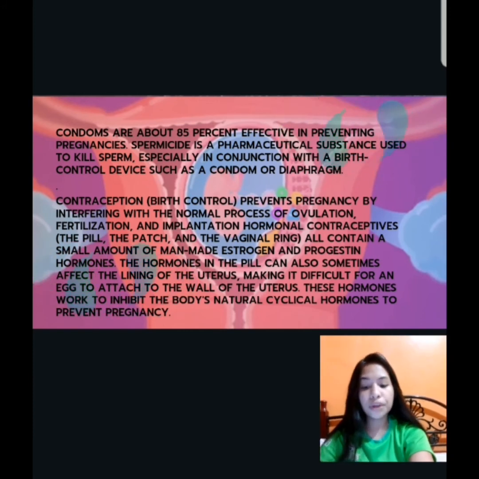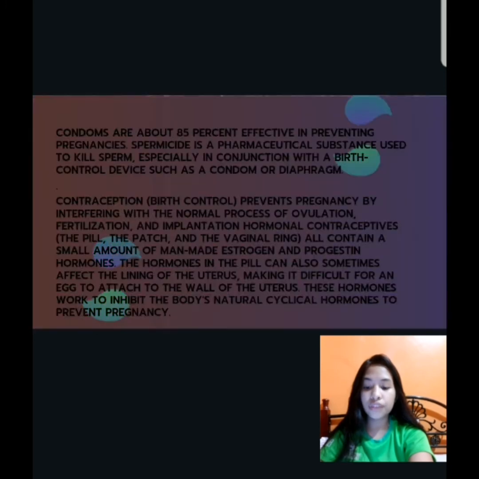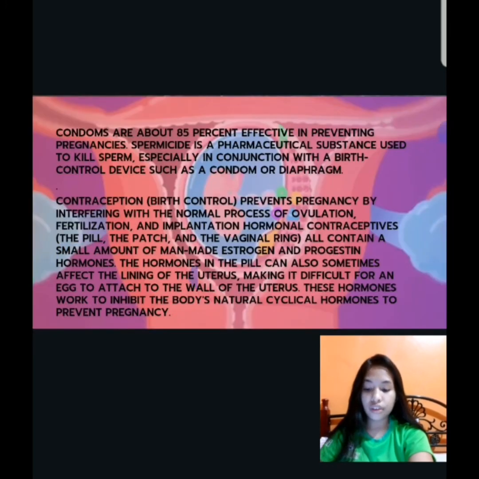Contraception or birth control prevents pregnancy by interfering with the normal process of ovulation, fertilization, and implantation. Hormonal contraceptives like the pill, patch, or vaginal ring all contain a small amount of man-made estrogen and progestin hormones. The hormones in the pill can also sometimes affect the lining in the uterus, making it difficult for an egg to attach to the wall of the uterus. These hormones work to inhibit the body's natural cyclical hormones to prevent pregnancy.